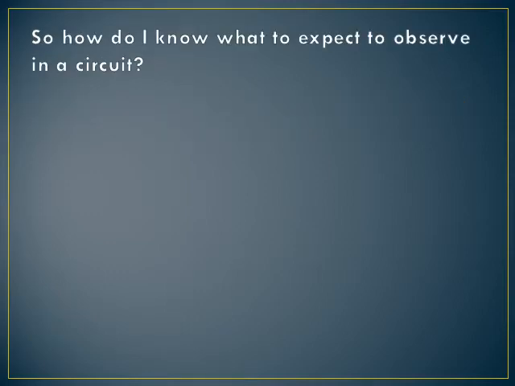Okay, so the big goal in this video is to learn how to make some predictions about what you're expecting to see in the circuit, so we can see how the observable properties of the resistors and the wires in our circuit match up with the variables and relationships that we know. So how do you know what to expect to observe in a circuit?